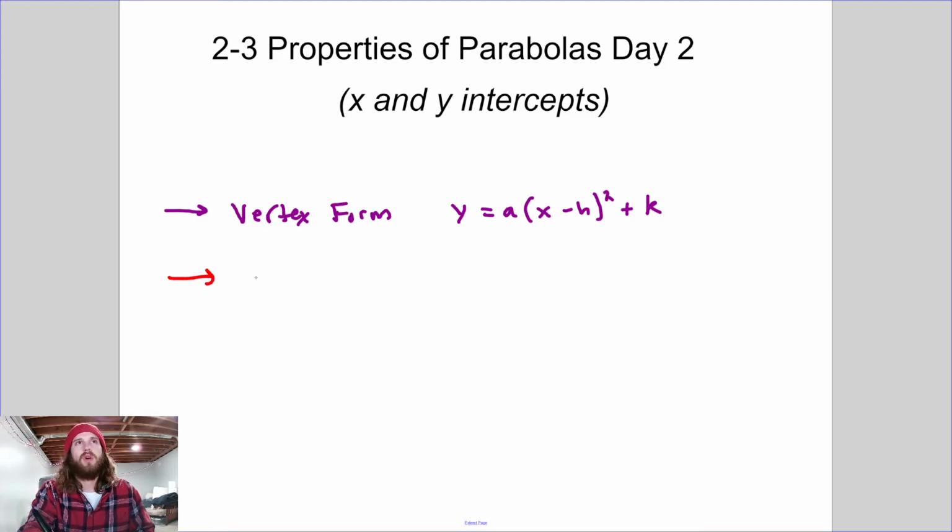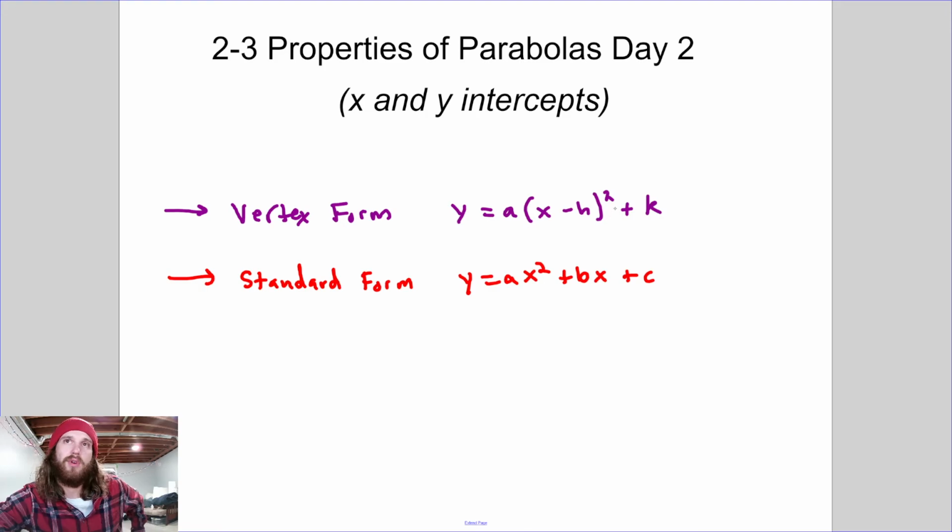Then in 2-3 day 1, we learned standard form. Standard form is y equals ax squared plus bx plus c. Now remember, parabolas can be represented in vertex form. They can also be represented in standard form. To graph standard form, we first found the axis of symmetry, which was negative b over 2a, and then we took that value and substituted in for x to find the y-coordinate of the vertex, and you're going to see an example of that in just a minute.